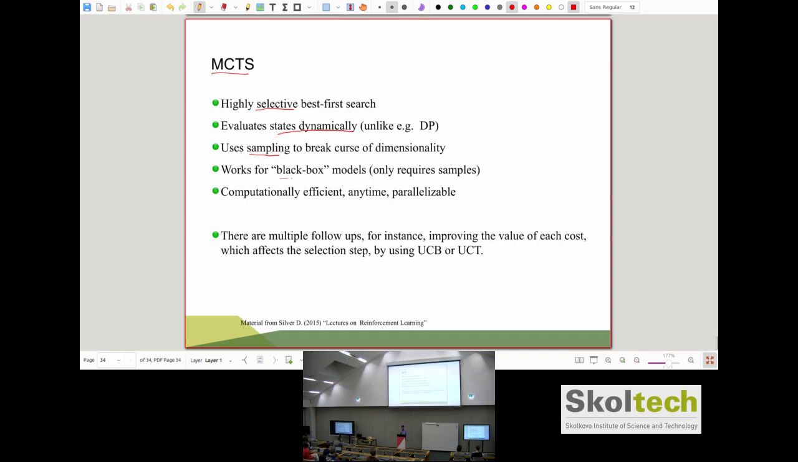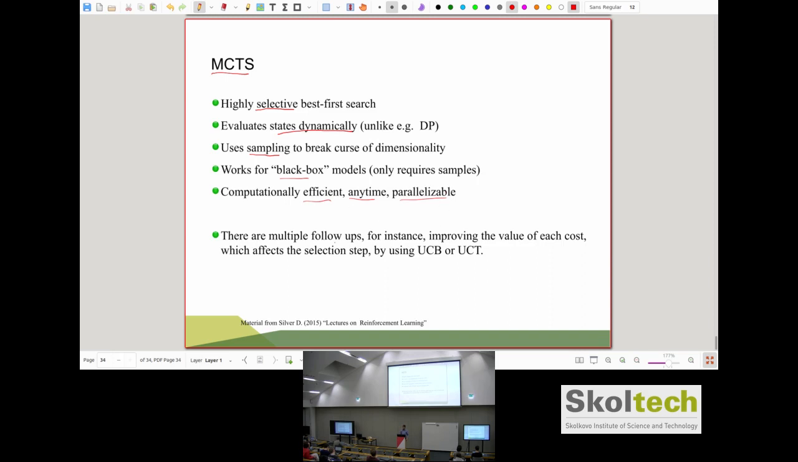It also works for black box models. It only requires sampling, right? So here you could be putting anything. You don't need to know anything at all. You could be playing with a simulation if you want. You don't know what's going on. You just know the result. So this is great also for evaluating black box systems. And it's computationally efficient. It's anytime. That means that you can stop whenever you want, and it's parallelizable. So you could be running all these simulation events with as many threads as you want.